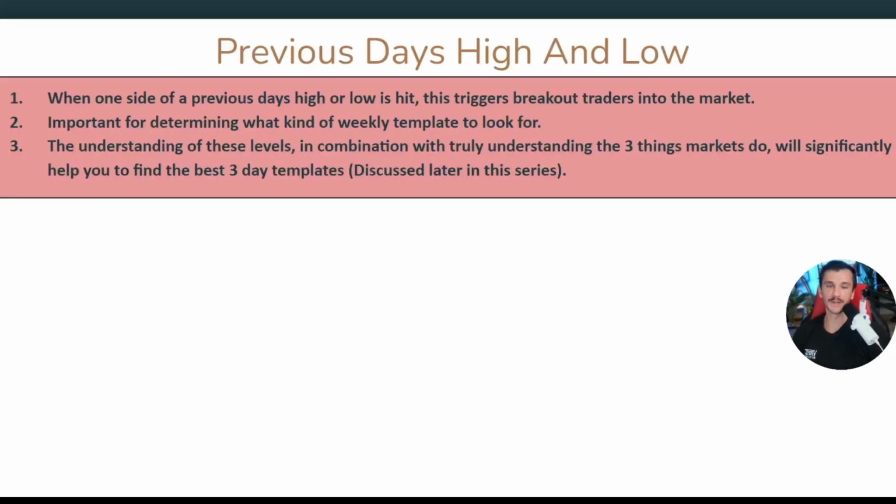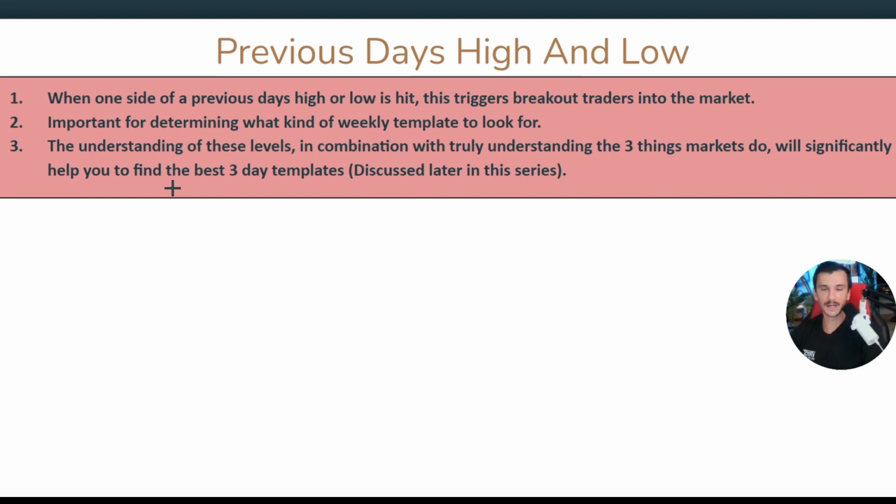Some important things to understand about the previous day's high and previous day's low, which also translate to things like the previous week and previous month's high and low, just to gather some information about what those levels actually mean, aside from the failed breakout and breakout trend aspect of them. When one side of the previous day's high or low is hit, this triggers breakout traders into the market. Important for determining what kind of weekly template to look for. The understanding of these levels in combination with truly understanding the 3 things that markets do will significantly help you to find the best 3-day templates, again discussed later in the series.